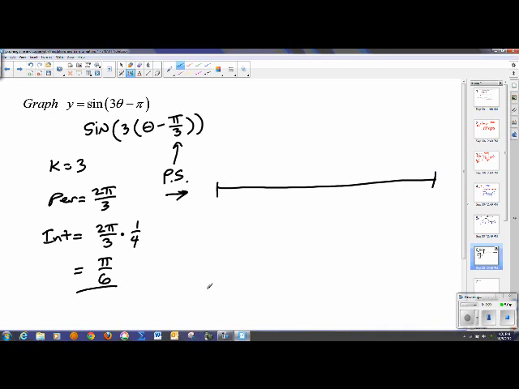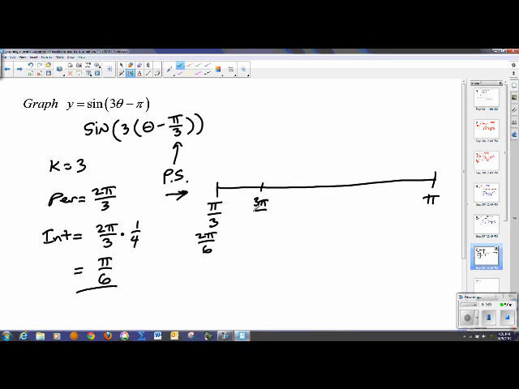So now what I want to do is start where this is translated to. So I'm going to start at pi over 3. My period is 2 pi over 3. So if I add 2 pi over 3 to pi over 3, I get pi. And this is where I'm going to end up. Now, my intervals are pi over 6. So I'm going to change this pi over 3 to 6. That's 2 pi over 6. And then I'm going to add a pi over 6 to that every time. So if I add pi over 6 to 2 pi over 6, I get 3 pi over 6.